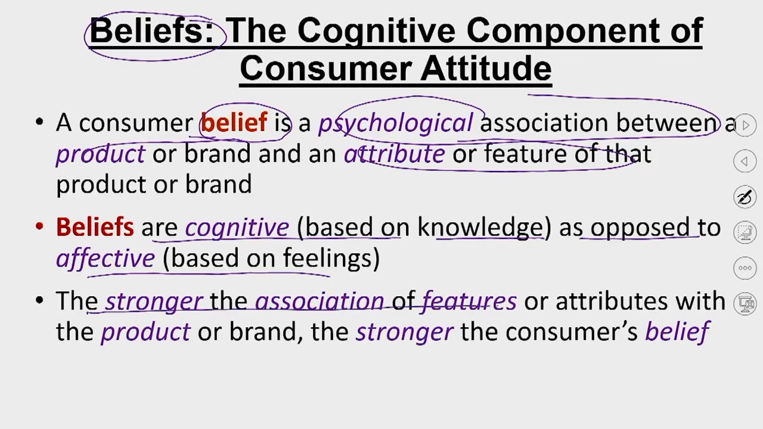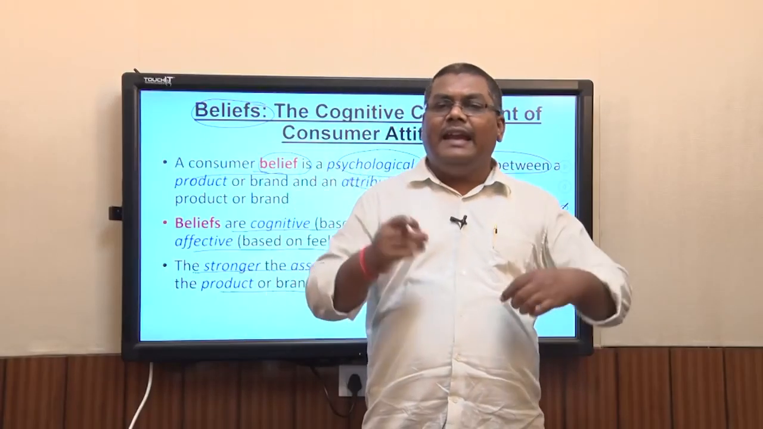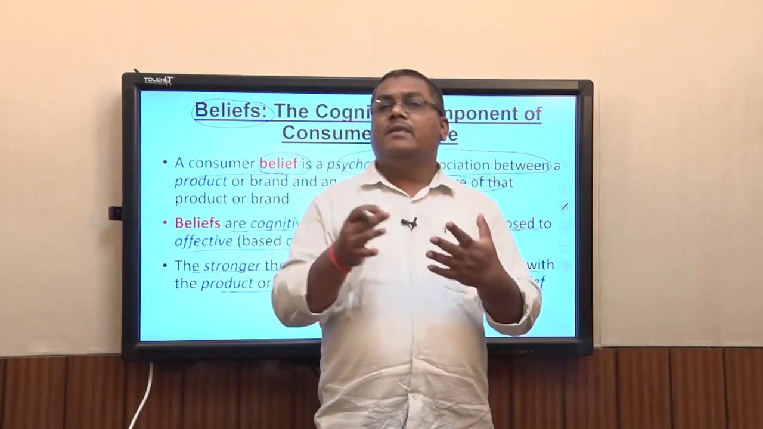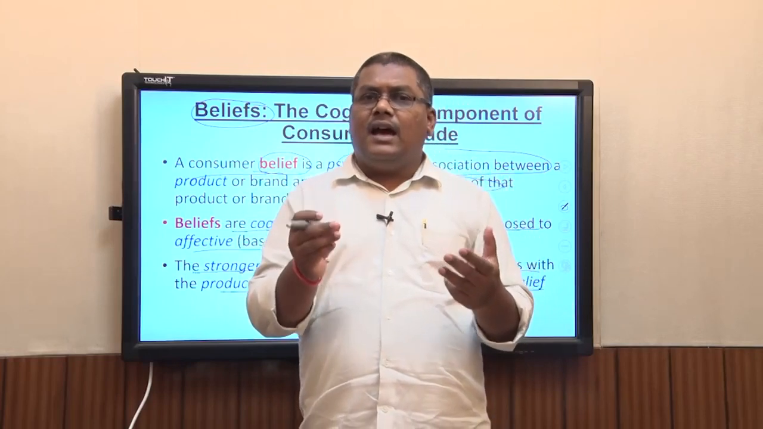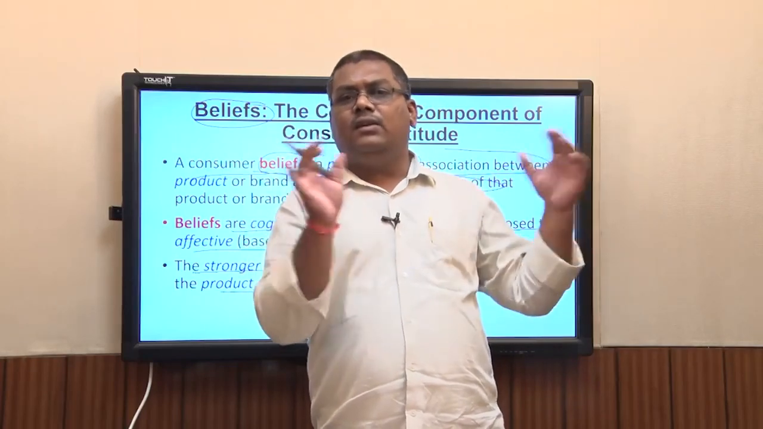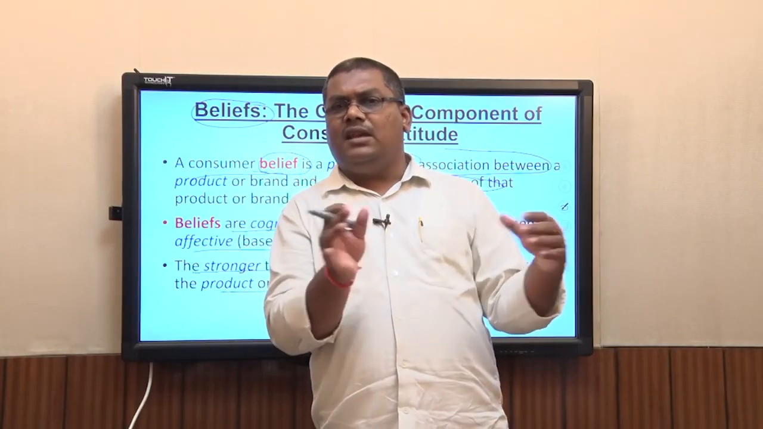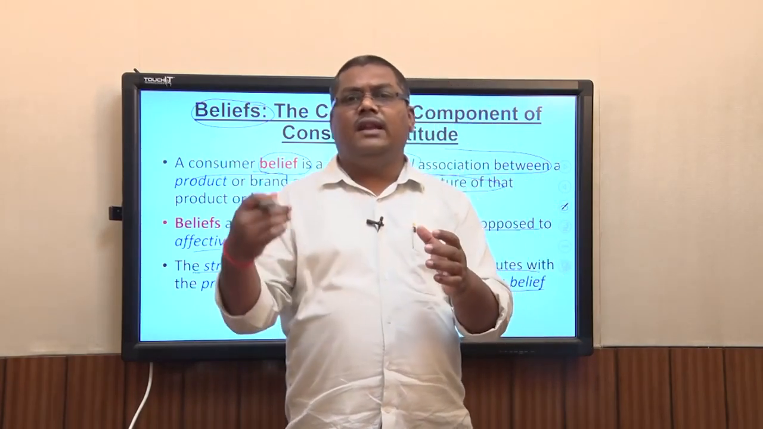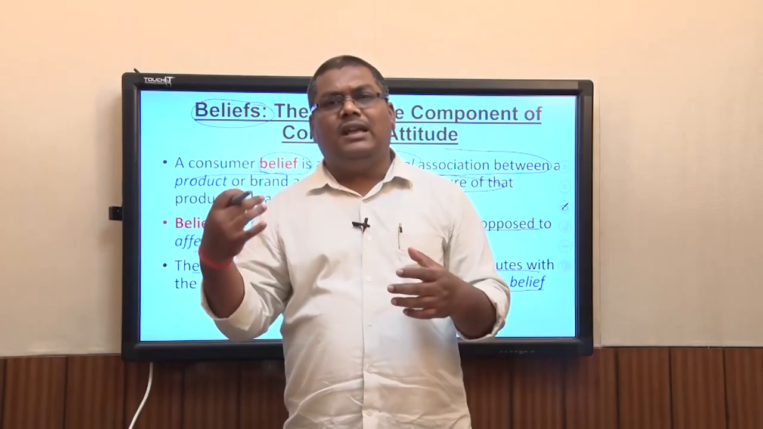Now, the stronger the association of a feature or attribute with the product or brand, the stronger the consumer belief. The more correct information that is given to you about a Patanjali product, the more herbs and the more names of herbs that are added into the product, for example, Shankh Pushpi, Dhruva, all these products are herbs. And when you get enough information that these are included in a particular Patanjali product, for example, Chyawanprash, so you have gold, you have silver, and all those things. Silver is good for immunity, and all those facts.